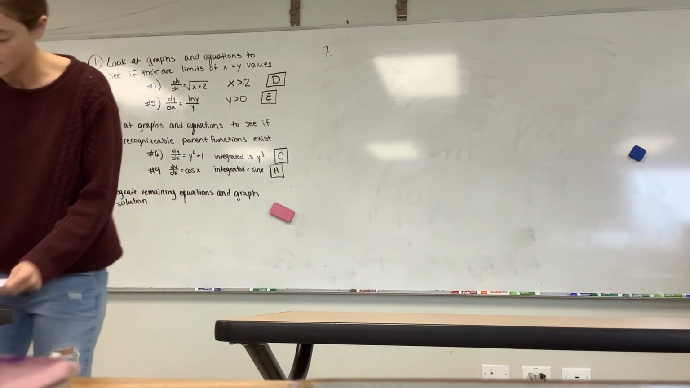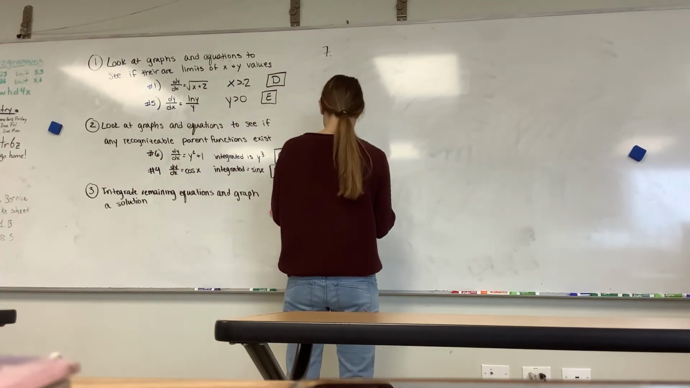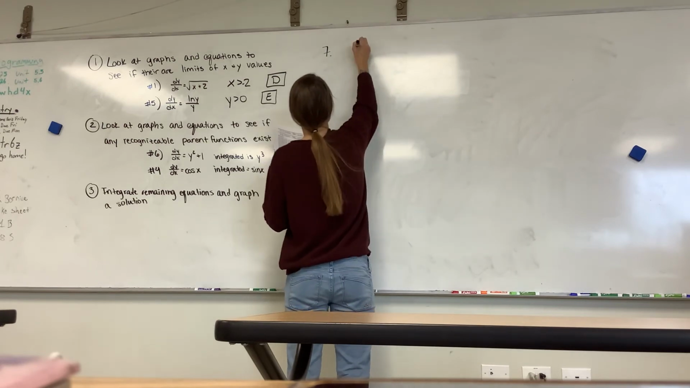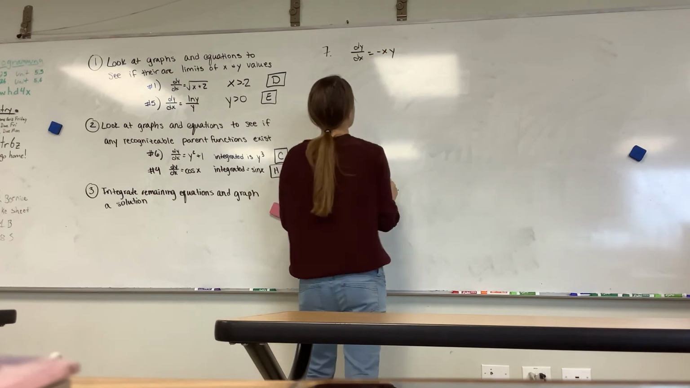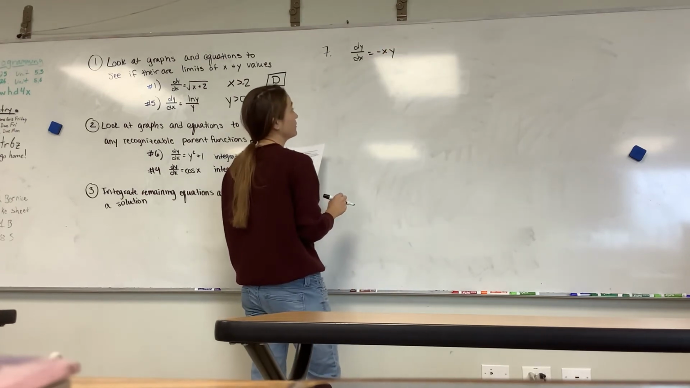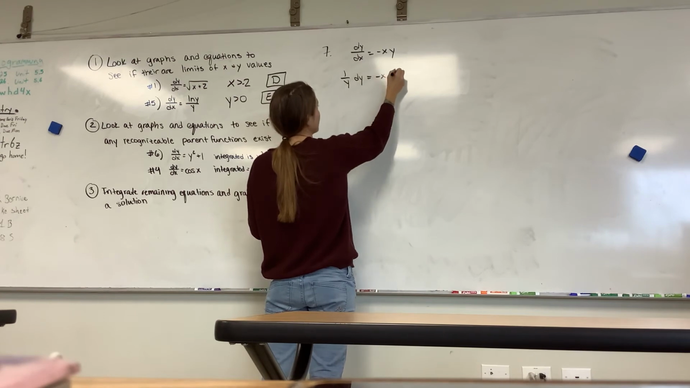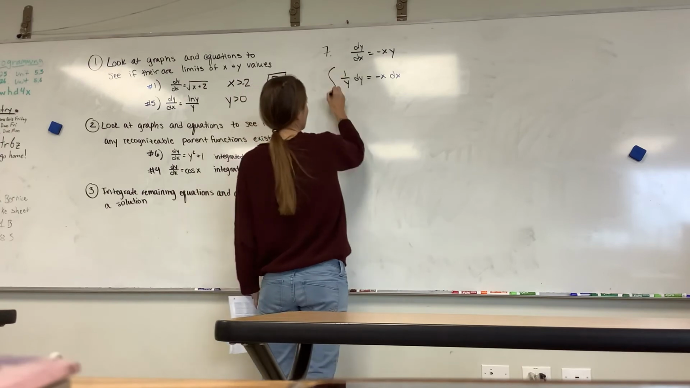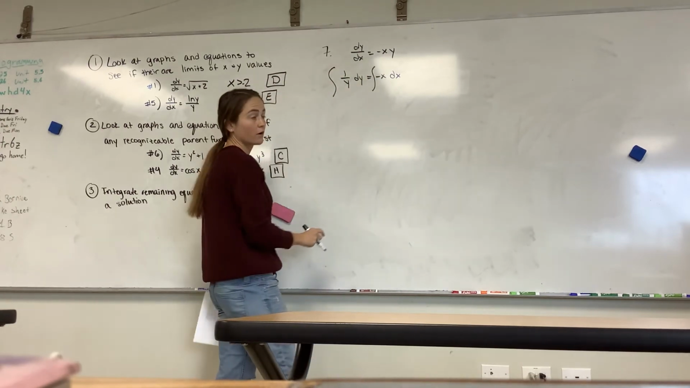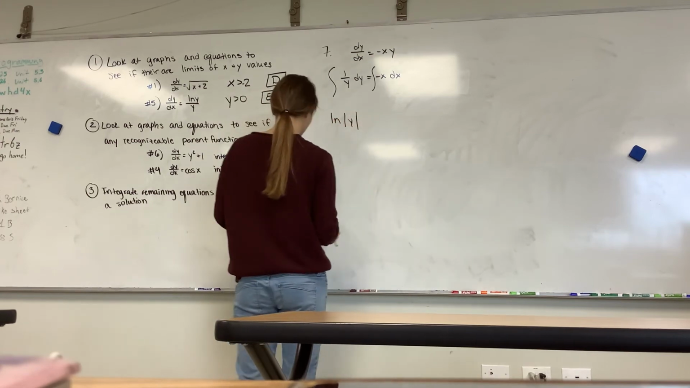What you got for me, number 7? Number 7 says dy dx is equal to negative xy. So I'm going to have to divide both sides by y, so I get 1 over y dy, multiply both sides by dx is equal to negative x dx. Now that I've separated my variables, I can go ahead and integrate both sides. The integral of 1 over y is natural log of y, right?